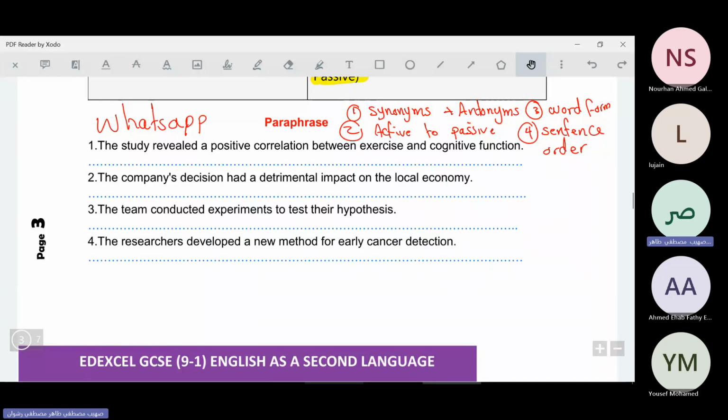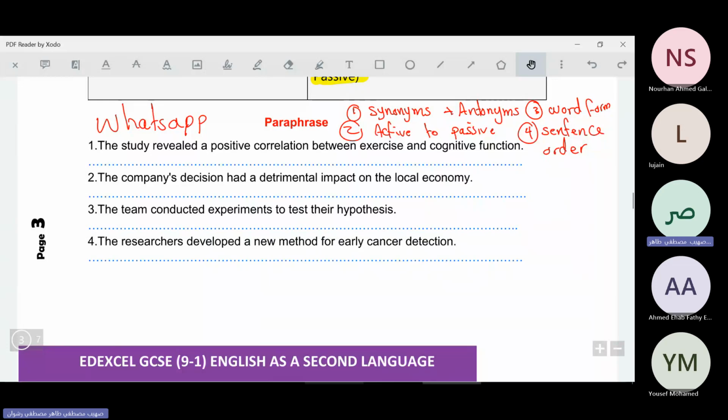Can't you edit the last part of sentence one, Lujain, "exercise and cognitive function"? Okay, sir. And the second sentence, okay, right. Three, correct. Four, four is the best sentence, Lujain. Thank you. We're waiting for others so that I'll share the last sentence for Lujain.